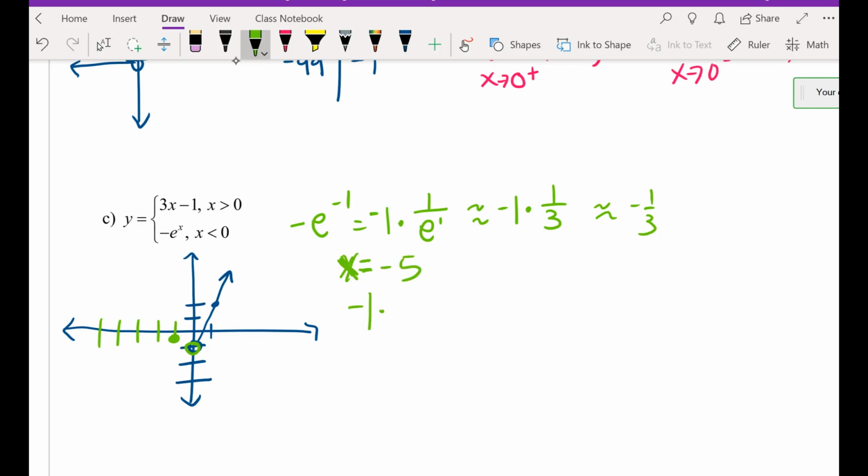That means it's negative 1 times e to the negative 5. Is that okay? That's really negative 1 times 1 over e to the 5th. Is that ever going to get above the x-axis? No. Okay. So is it a straight line? No? It's like that? Okay.